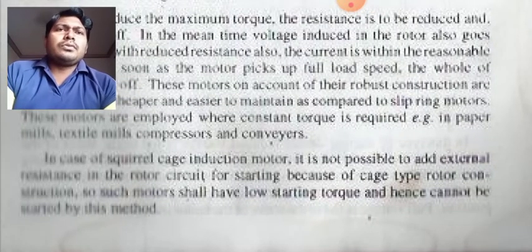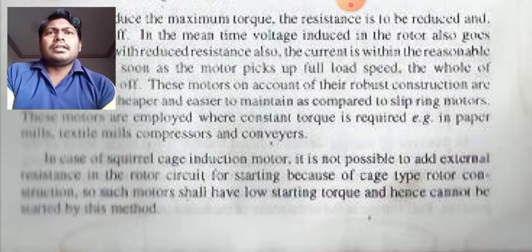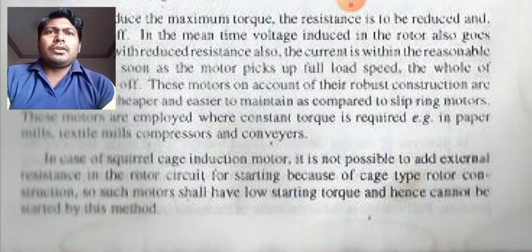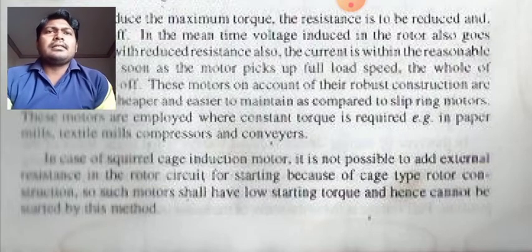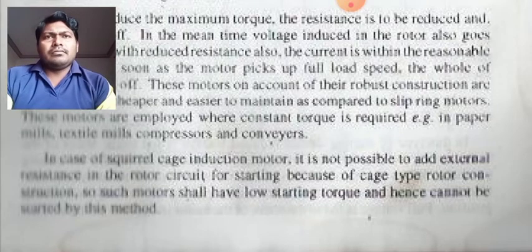Because in a squirrel cage induction motor the rotor has already been short circuited by short circuiting rings. These bars made of copper are shorted by two end rings, and there is no provision to extend or add additional resistances to the rotor circuit. So, because of the cage type rotor construction, such motors have low starting torque and hence cannot be started by this method.